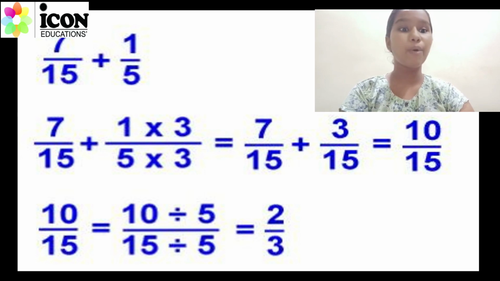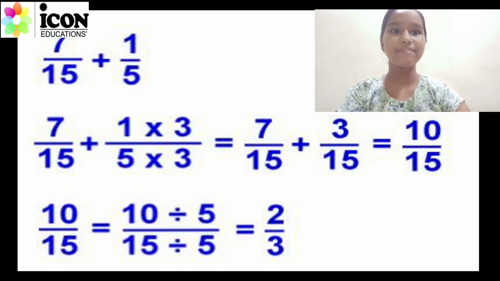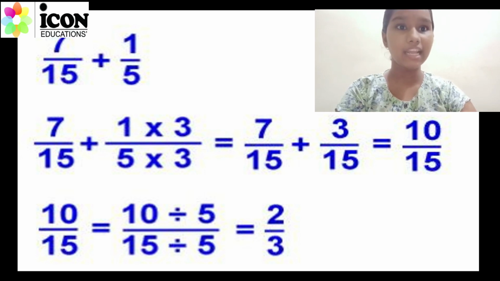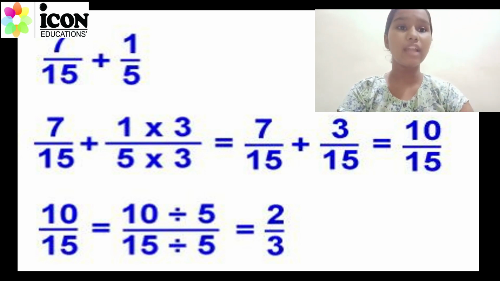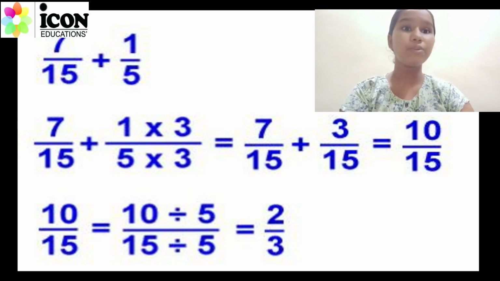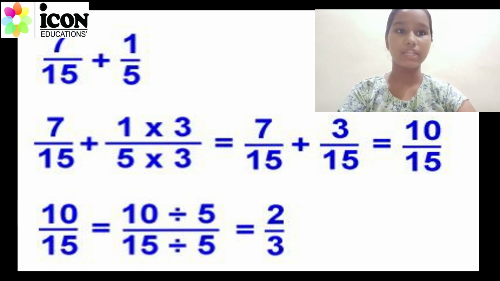Now we will add 7 and 3 and we will get 10, and 15 we will write as it is. We do not have to add 15 and make it 30. Many people do this, but we have to directly write 15 as it is and we do not have to add it. Now we get 10 upon 15, which we can simplify as 2 upon 3.